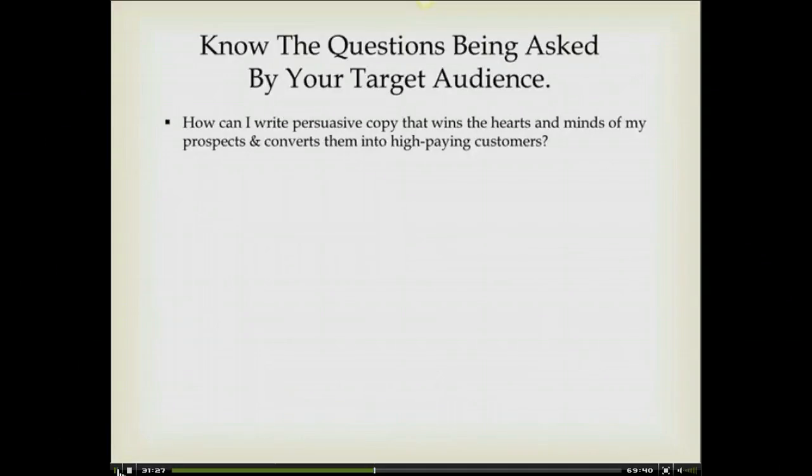Know the questions being asked by your target audience. I went out and did some research. We're going to stick to the copywriting here. I looked in the forums, and I looked on Facebook, and I started looking for questions that people were asking about copywriting. So I basically went out looking for my target audience and finding out what kind of questions they have. And I made a list here of some of the questions I came up with.